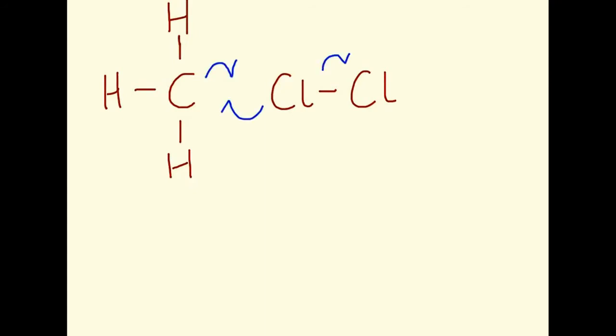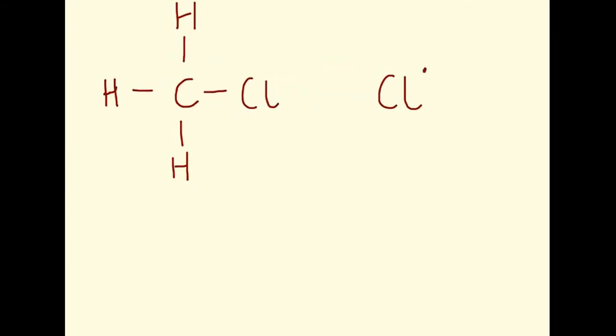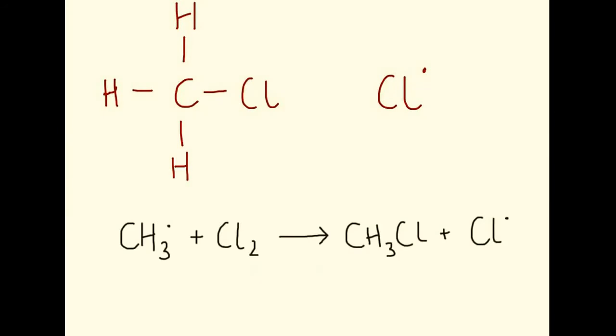When it does this, one electron from the methyl radical is going to combine with an electron from one of the chlorine atoms to form a new bond, and the other chlorine will end up with just a single unpaired electron again, with an unpaired electron like so. So we have made our final products. We have made chloromethane and a chlorine radical.